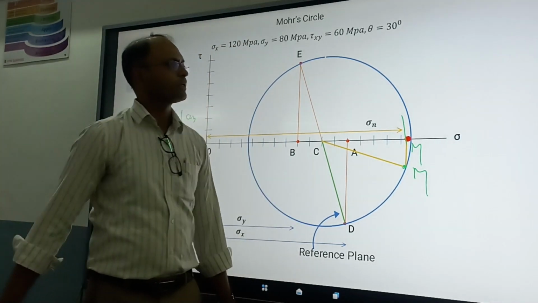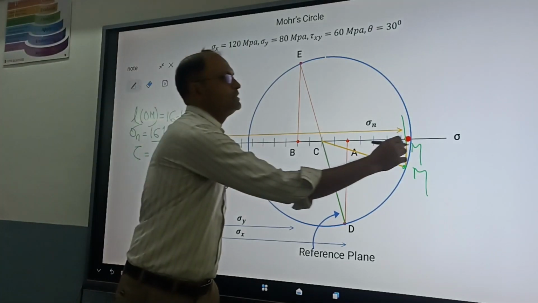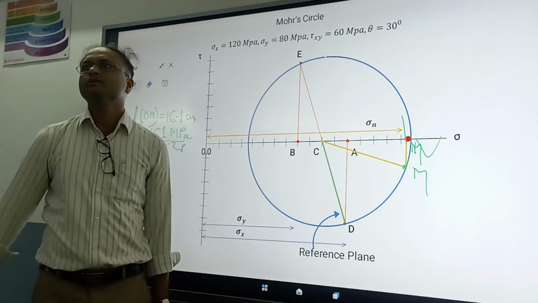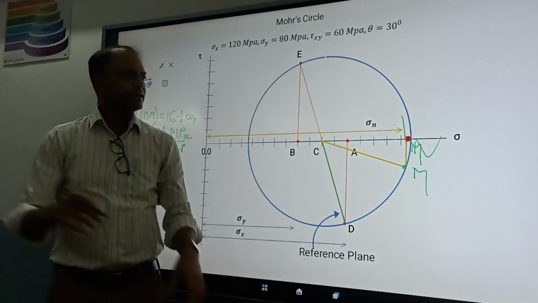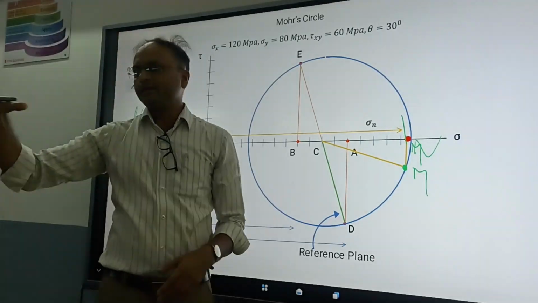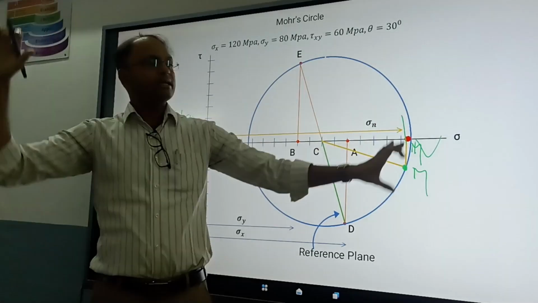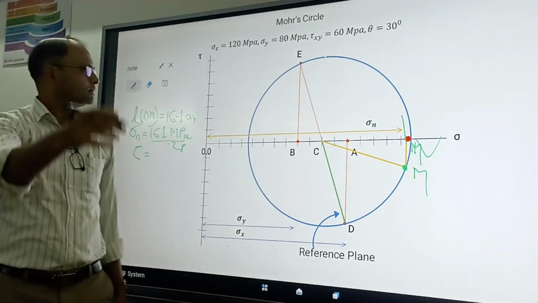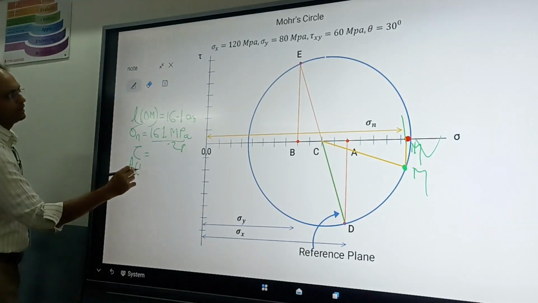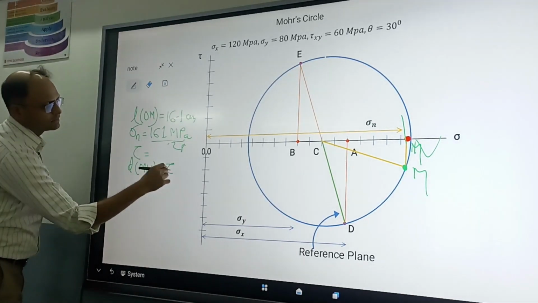Let us say this is M, and this is N. Look at the vertical distance. This point indicates the oblique plane, and this vertical distance is nothing but the shear stress. So the distance MN is nothing but the shear stress.